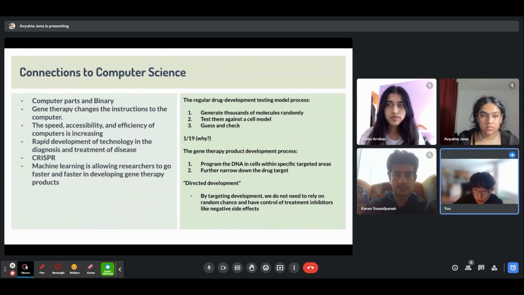Okay, so gene therapy can be compared to computer science as well as actually implemented in the development of gene therapy products. And so I like to compare the DNA in your body to the CPU of a computer or an operating system of a computer, and so it tells everything what to do. And I also can compare the four nucleotide bases, adenine, cytosine, guanine, and thymine, to zeros and ones in binary on a computer. And so what gene therapy is doing is changing those zeros and ones in order to carry out specific medical treatments.